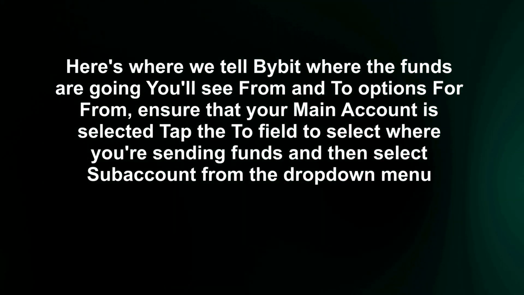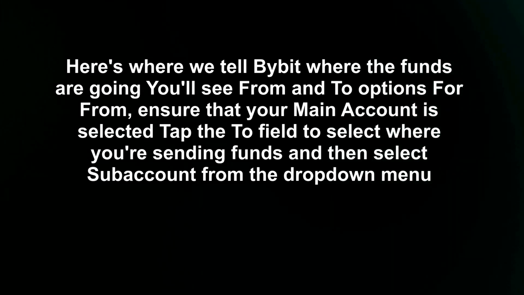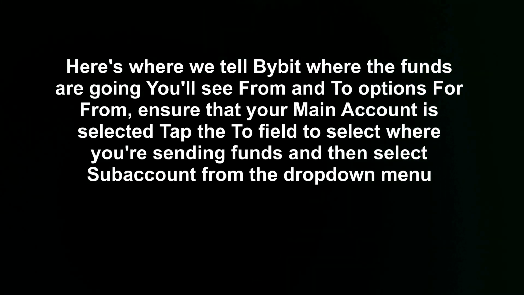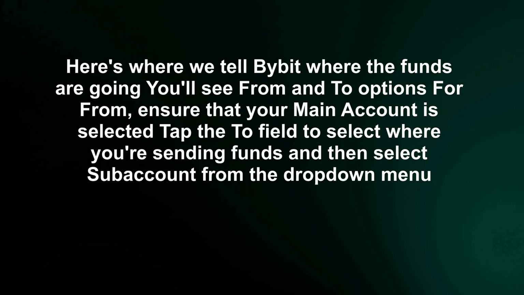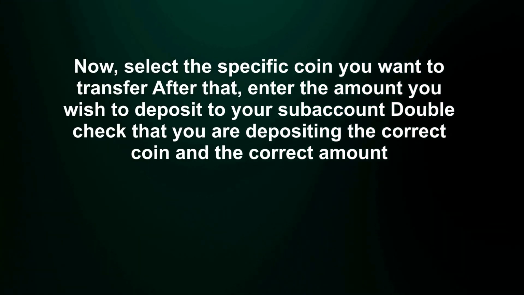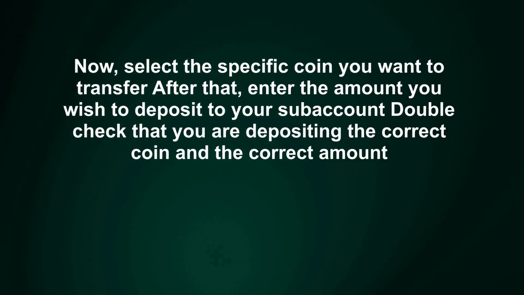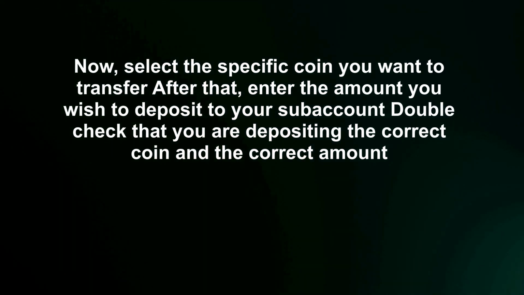You'll see From and To options. For From, ensure that your main account is selected. Tap the To field to select where you're sending funds and then select Subaccount from the drop-down menu. Now, select the specific coin you want to transfer. After that, enter the amount you wish to deposit to your Subaccount.